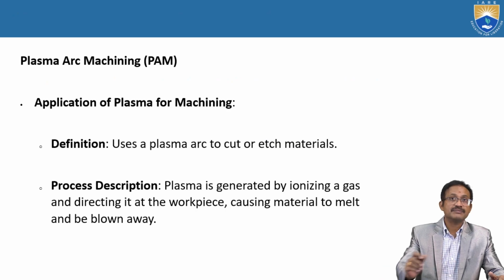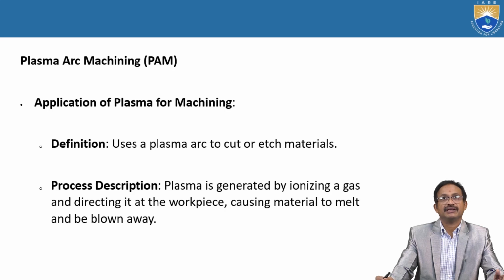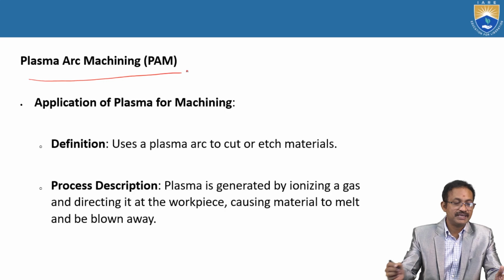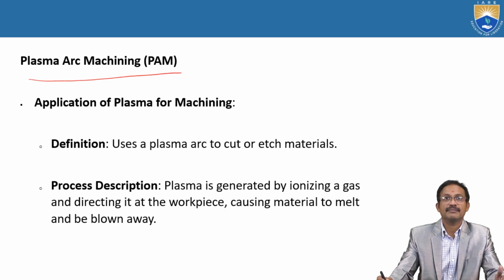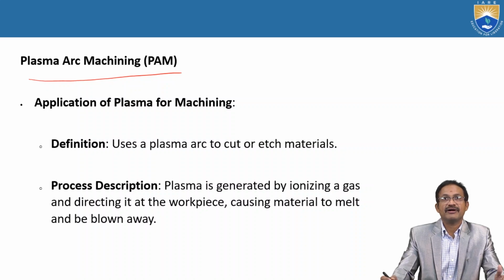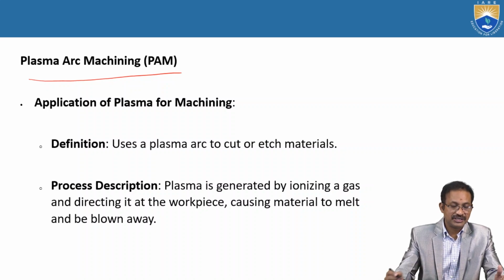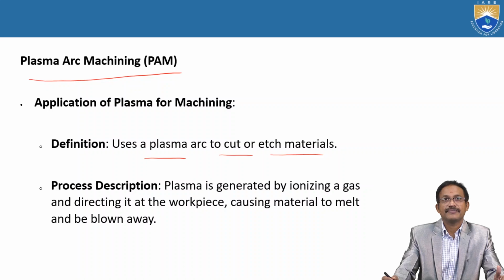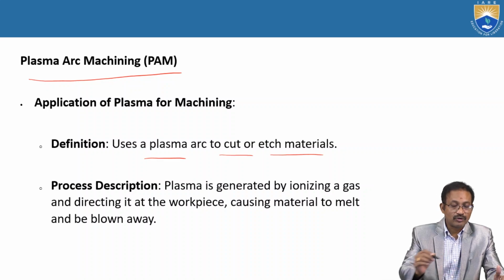Now, plasma arc machining, PAM. Applications of plasma for machining. Definition: uses a plasma arc to cut or etch materials. Right. Process description.